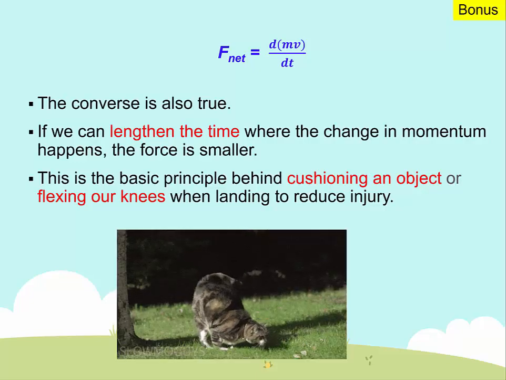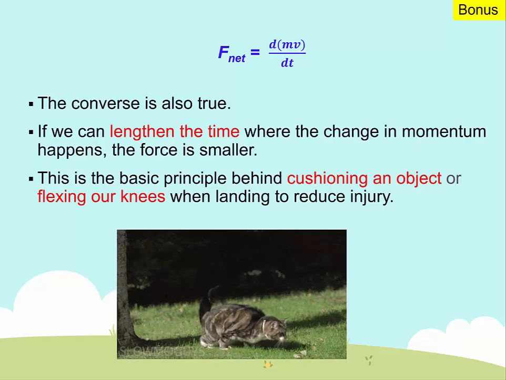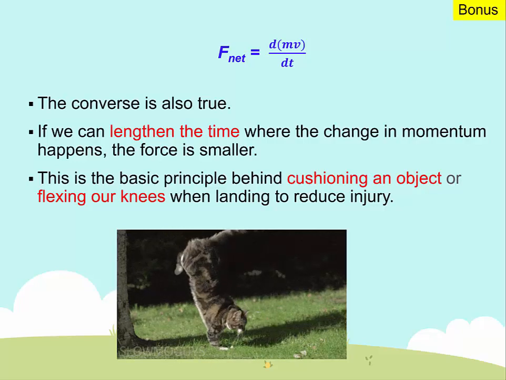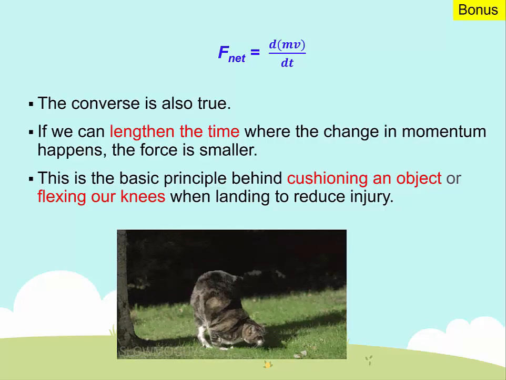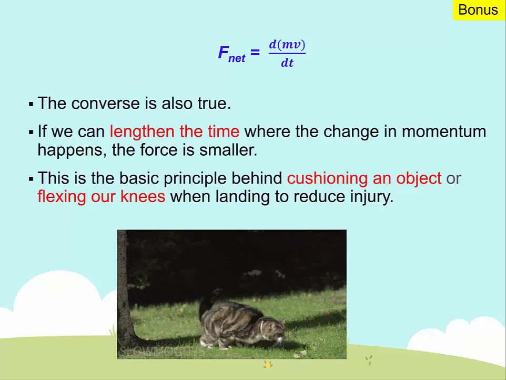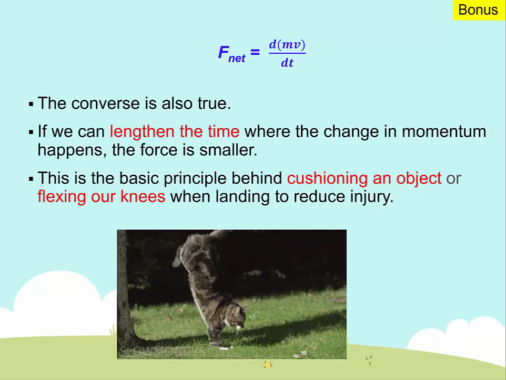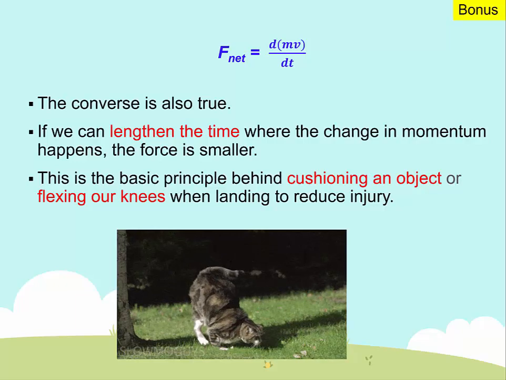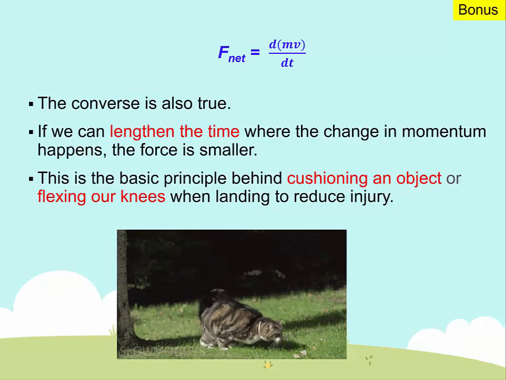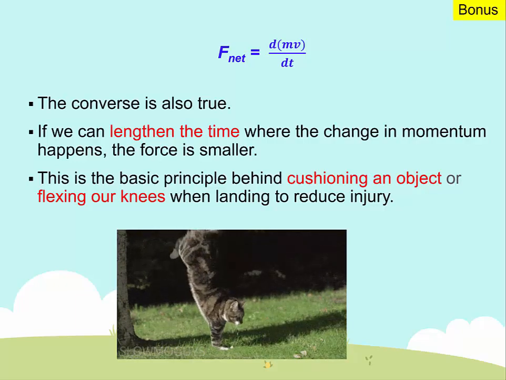You look at the cat, it actually bends its knees so that the time taken increases. So F net equals d(mv)/dt. Since time increases, F net will become smaller.